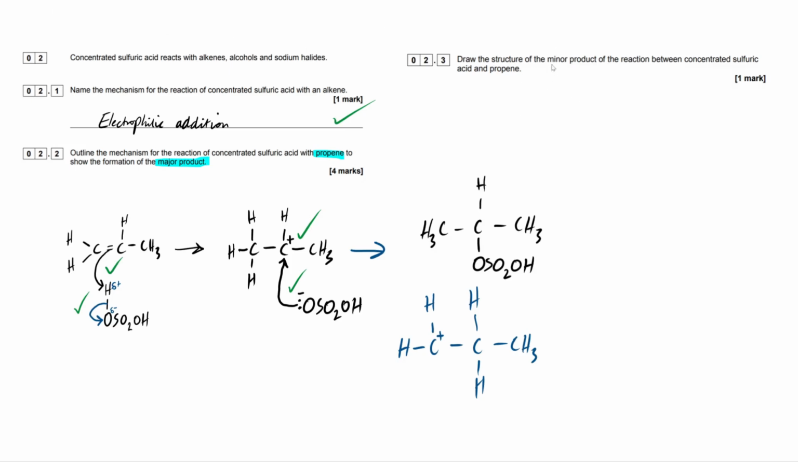Now in this one, all we have to do is show the minor product, okay? Really easy, 1 mark right here. I'm going to show this final structure, but I'm going to shift the OSO2H onto the end because that would mean our intermediate is this guy right here, our primary carbocation. So I'm going to have H2C and then this OSO2OH coming off, and then we're going to have CH2, CH3. Easy as that, okay? That's our 1 mark right there, easy peasy.